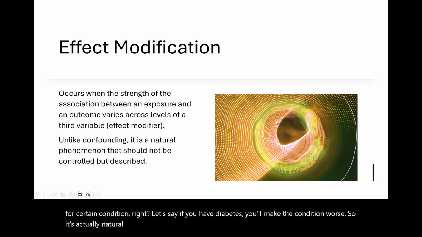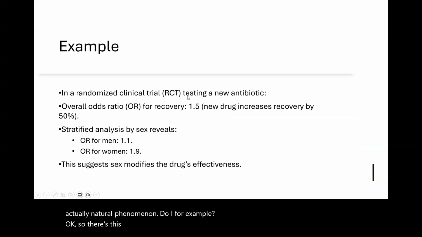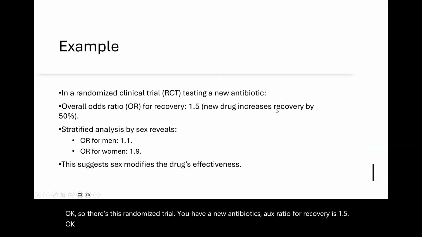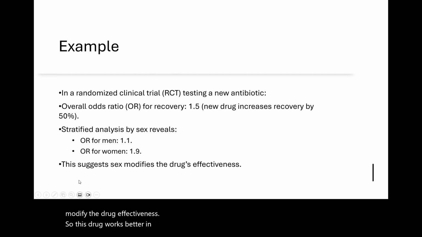Do you have an example? Okay, so there's this randomized trial. You have a new antibiotic. Odds ratio for recovery is 1.5. So the new drug improves recovery by 50%. If you do it by gender, men is 1.1, women is 1.9. So sex modifies the drug effectiveness. This drug works better in women. So this is an effect modification.